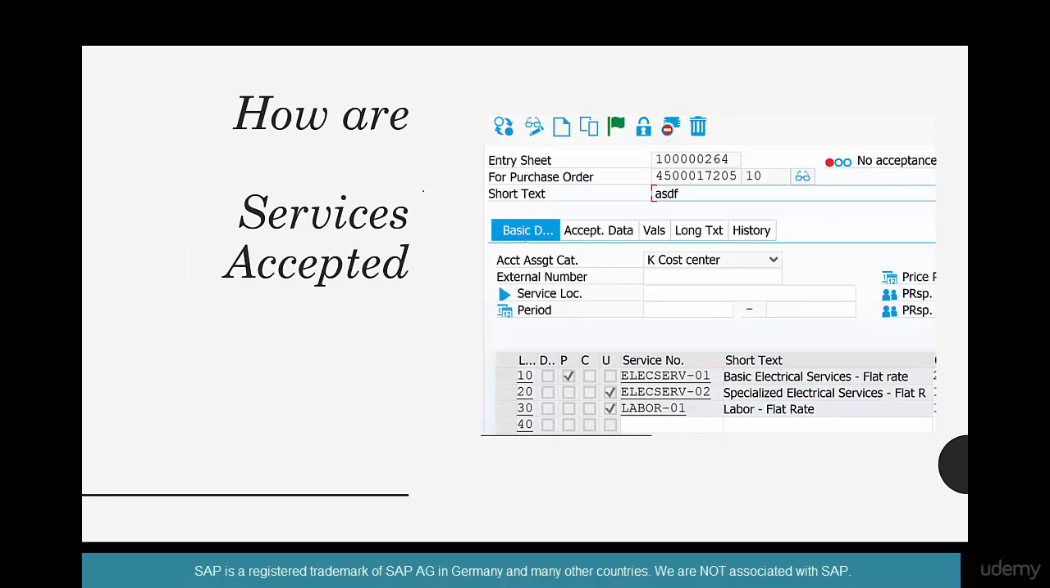Now, services have to be accepted in the service entry sheet. The difference is physical goods can be stocked and anything that's paid for can be shown as stock. But services cannot be shown as stock. So somebody in the right authority, like a supervisor or a manager, has to accept that service entry sheet, which ensures that there is some level of oversight in terms of what we are paying for as a service. So every service entry sheet has to be accepted.